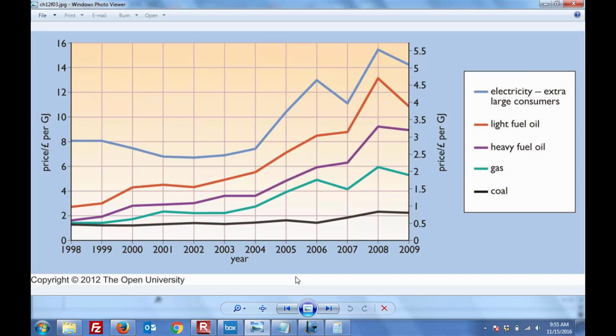Okay. And then a lot of it's also due to import prices. Okay, so that's all relatively easy to understand.